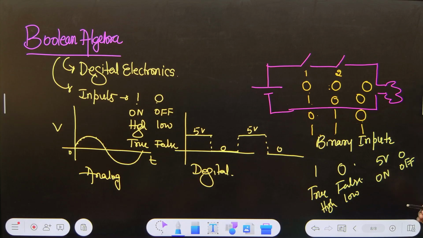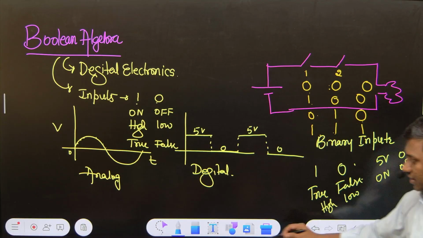Now it is a kind of digital circuit which works on two inputs. Whenever both inputs are maximum, then only the output is maximum. In all other cases, the output is 0. This is called an AND gate. We'll discuss it, but what is it called? AND gate. That is how an AND gate works. Whenever both inputs are maximum, then only the output will be maximum.